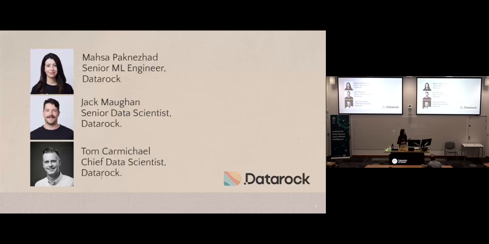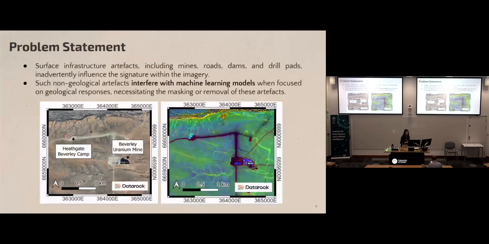The problem that we were trying to address is that remote sensing is susceptible to artifacts such as dams and drills and roads. Here I have one example where I show how the presence of the Beverly uranium mine and Heathgate Beverly camp influence the remote sensing data that we acquire at northern Flinders Ranges in South Australia.